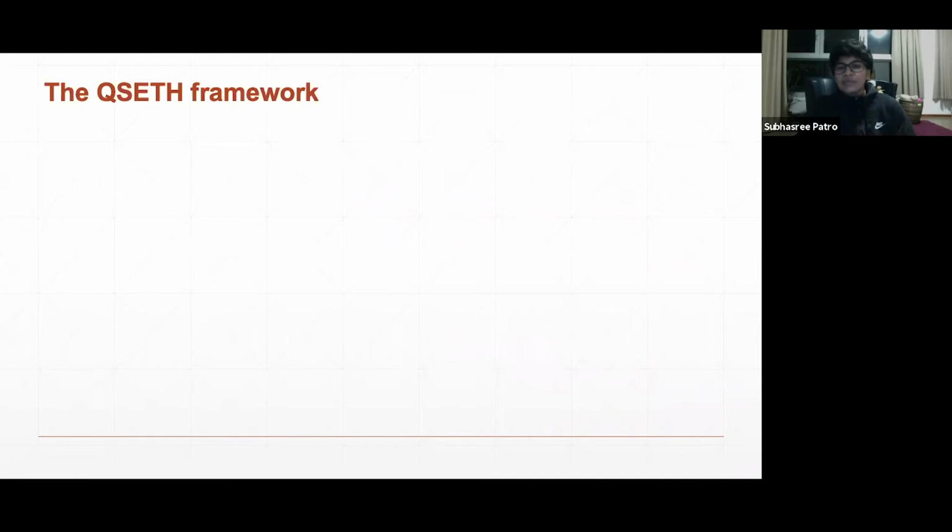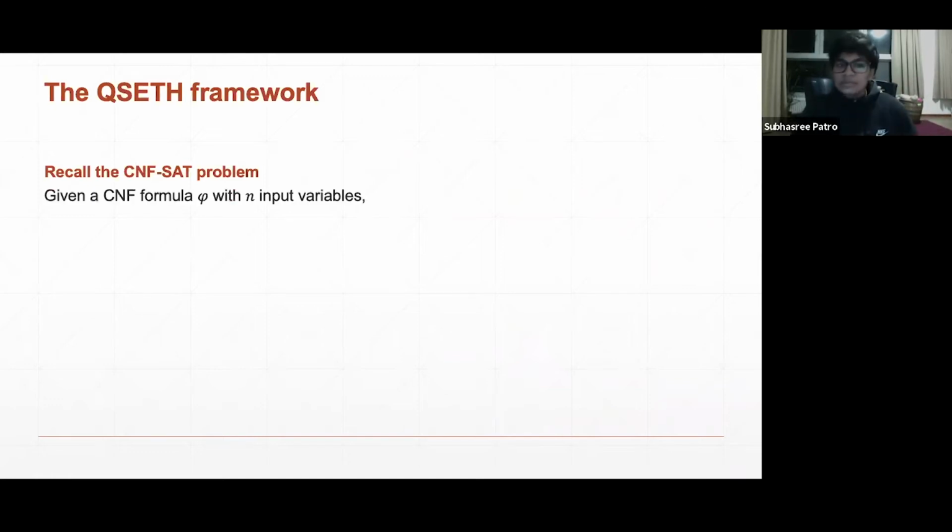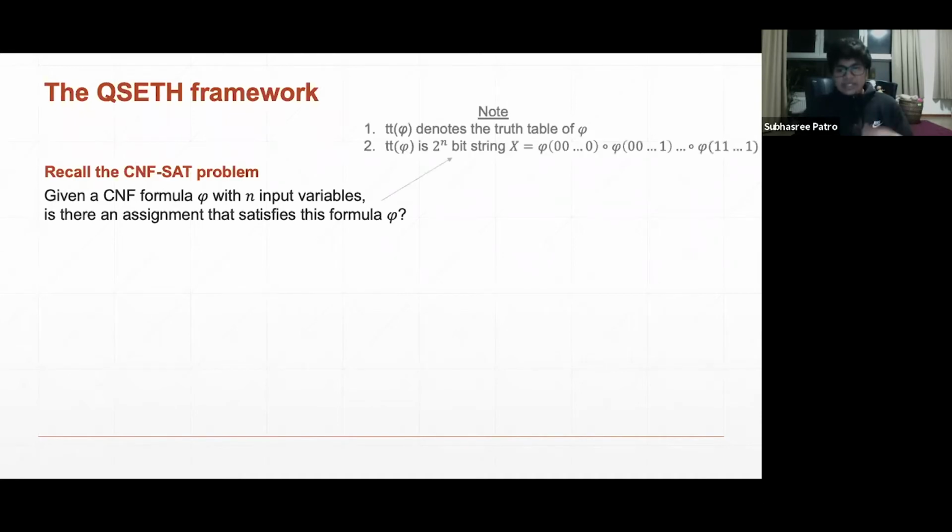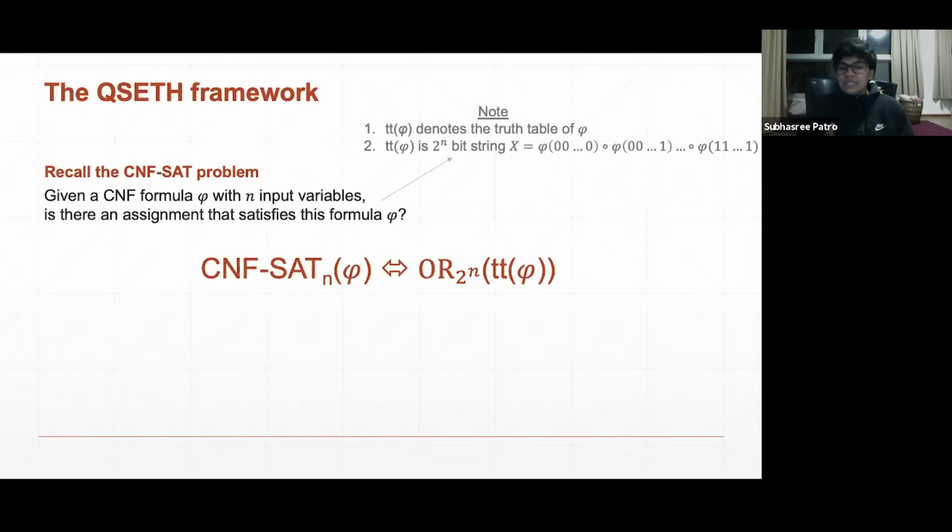So now I'm going to recall the CNF SAT problem again, because you'll soon understand why I'm revisiting this. Now, what is the CNF SAT problem? We are given a CNF formula with n input variables. Okay. Now we want to know if there is an assignment that satisfies this formula. So in another sense, what we are trying to do is see the OR property on the truth table of this formula.